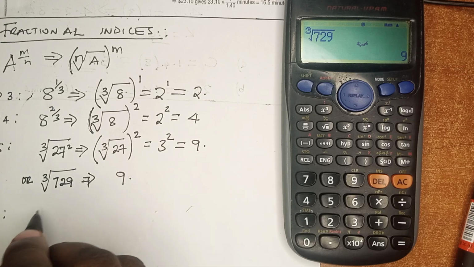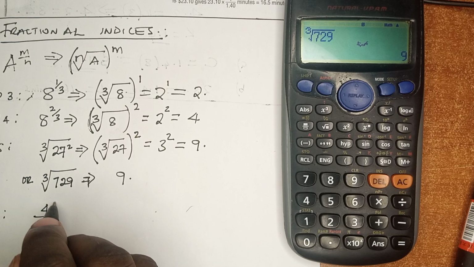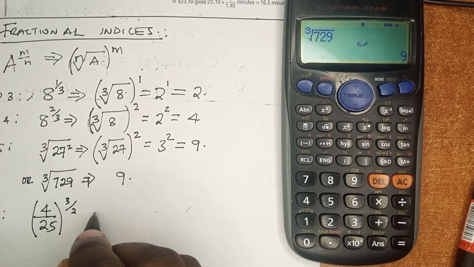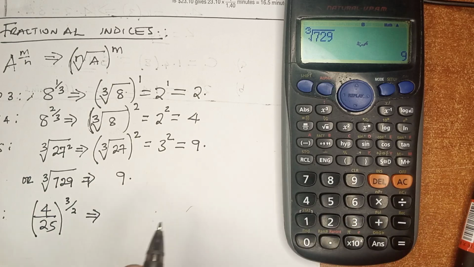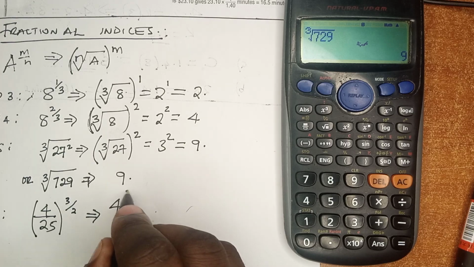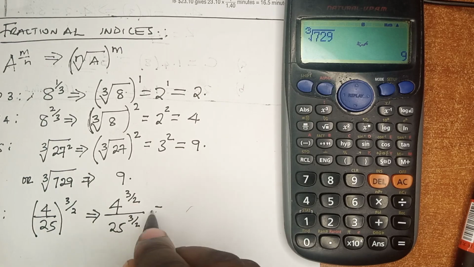And finally, example 6. Example 6, we are saying 4 out of 25, which is raised to power 3 over 2. And in this one, there is nothing different. We just deal with numerator independently and denominator independently. So we are going to have 4 raised to power 3 over 2 all over 25 raised to power 3 over 2. That is it.